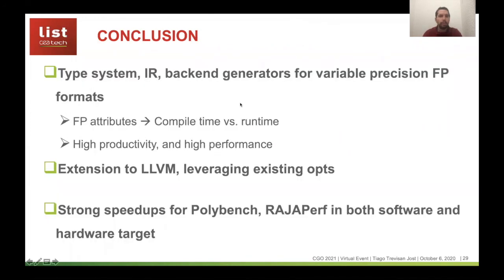In conclusion, we propose a C-type system and IR and backend generators for variable precision floating point arithmetic. We propose floating point representations with attributes that are known at compile time, but also those that are only known at runtime. This allows us to have high productivity and also high performance in order to explore different configurations of precisions. We also extend LLVM, and we are able to leverage most of the existing optimizations inside the infrastructure. We also propose and provide strong speedups for Polybench and Rajaperf in both software and hardware targets.